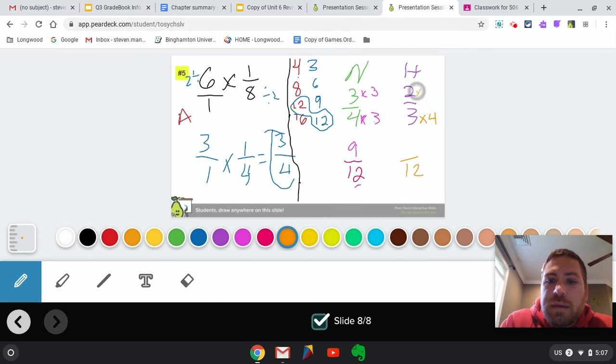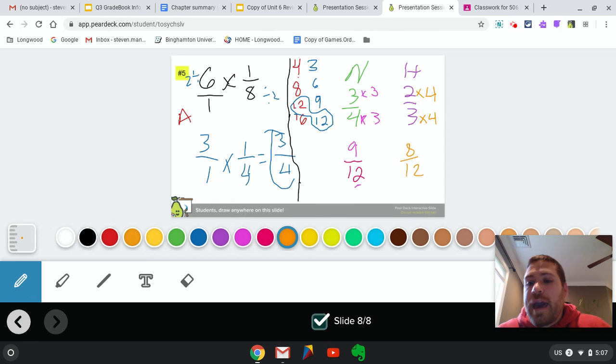I have to do the same thing to the numerator to make it an equivalent fraction, to make them equal. And then I'm going to go ahead and get my new numerator. So 2 times 4 is 8. Now, we're looking at he needs 9/12.